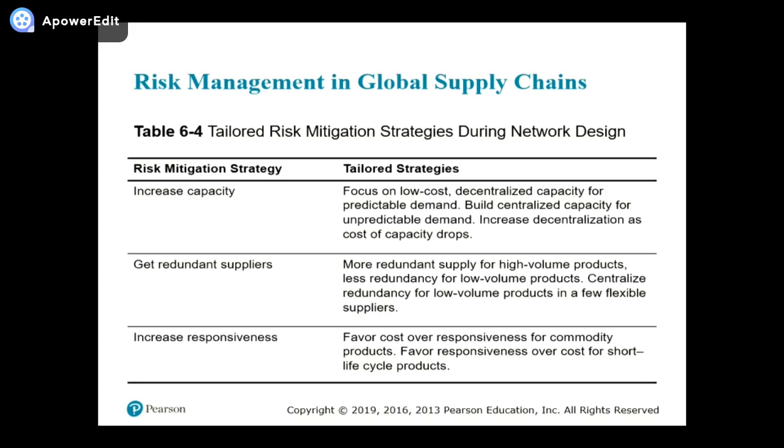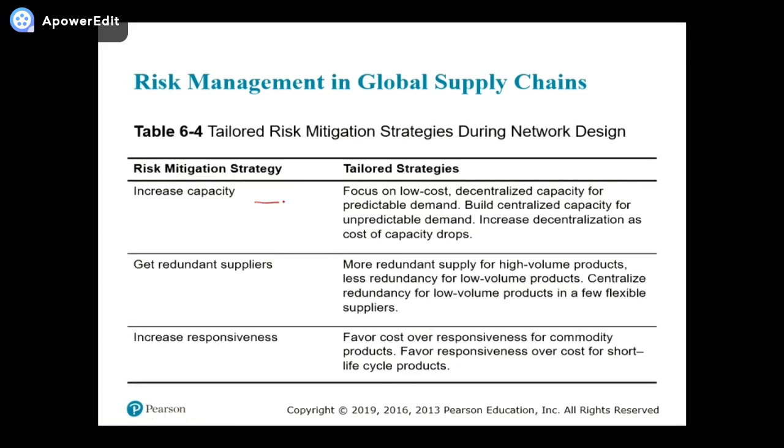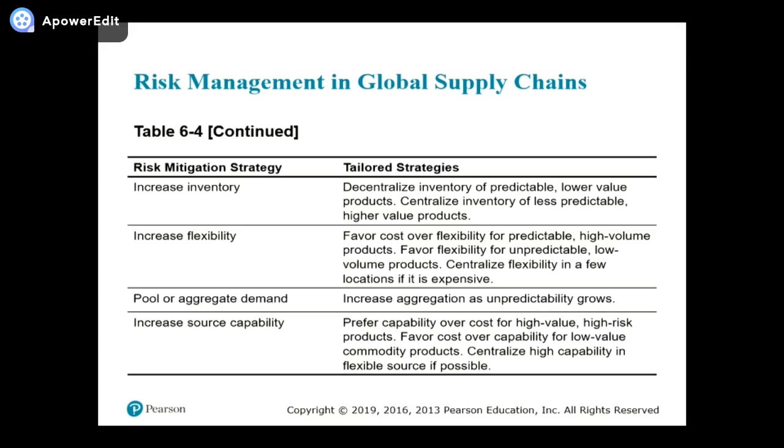So in these strategies, we have increased capacity, which is to deal with demand risk; increase responsiveness, also to deal with demand risk; redundant suppliers to deal with supply risk; increase inventory, dealing with both supply and demand risk; flexibility, supply and demand; aggregate demand, demand risk; source capability, supply risk.